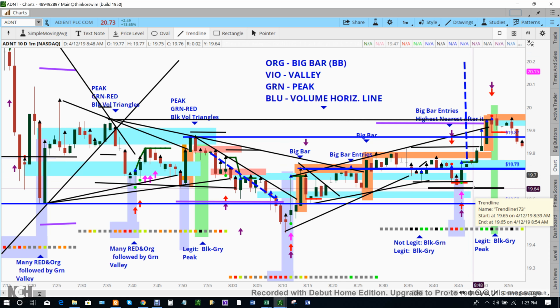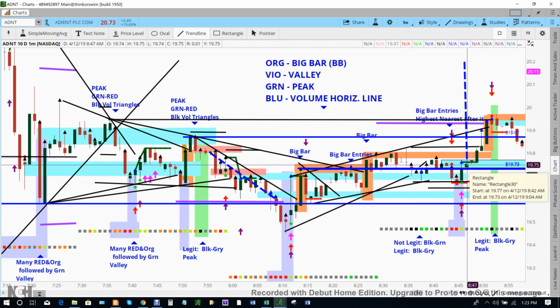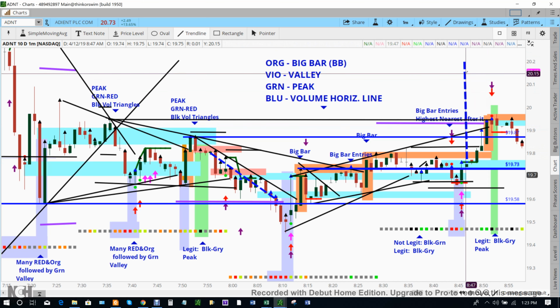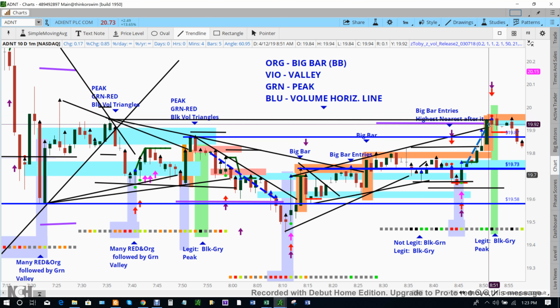So if it reverses and goes down below this line, we'll have a stop loss, and we'll lose about 5%. On the other hand, if it comes up to this line, we'll make about a 1% gain, and that's what we'll do. Boom.